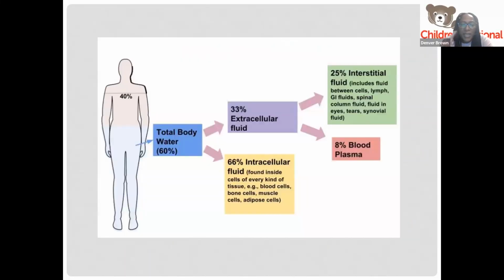And this is just a picture because I always think more visually. If we think about an adult or small child, if they are around 60% total body water, a third of that is your extracellular fluid, 2/3 of that is your intracellular fluid. And then this extracellular fluid compartment is further broken down into plasma and interstitial fluid.